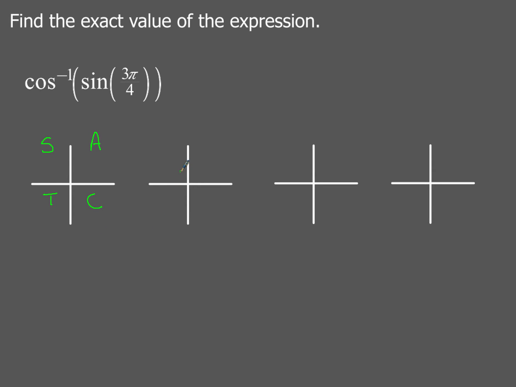Now next we're going to go ahead and draw where sine of 3 pi over 4 would be, and that would be up here in quadrant number 2. So what I'm going to do is just do this in my second quadrant right here, and I'm going to write 3 pi over 4 in that spot.